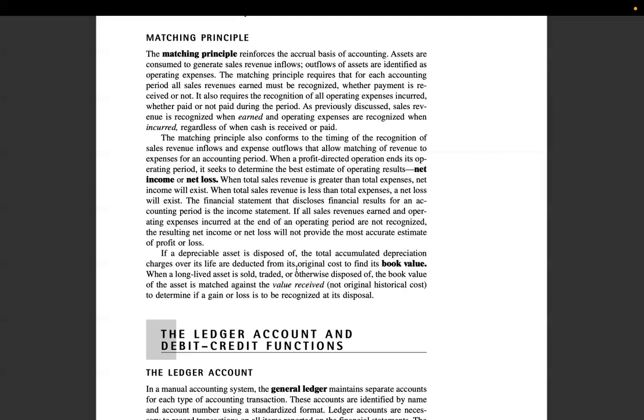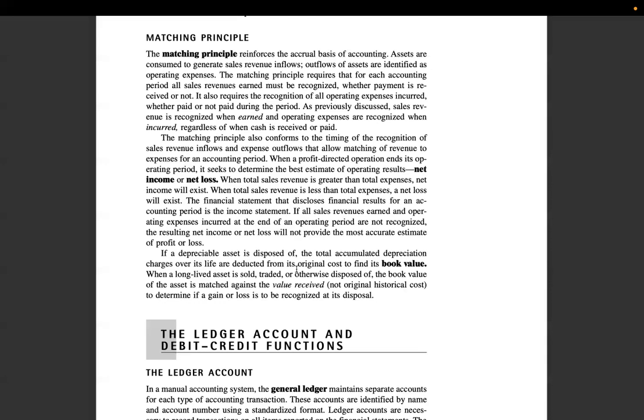As previously discussed, sales revenue is recognized when earned, and operating expenses are recognized when incurred, regardless of when cash is received or paid. The matching principle also conforms to the timing of the recognition of sales revenue inflows and expense outflows that allow matching of revenue to expenses for an accounting period. When a profit-directed operation ends its operating period, it seeks to determine the best estimate of operating results, net income or net loss. When total sales revenue is greater than total expenses, net income will exist. When total sales revenue is less than total expenses, a net loss will exist.